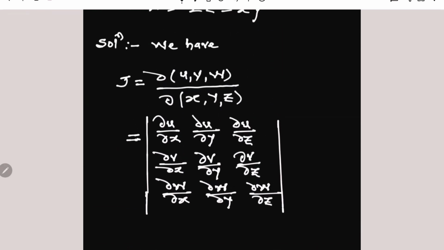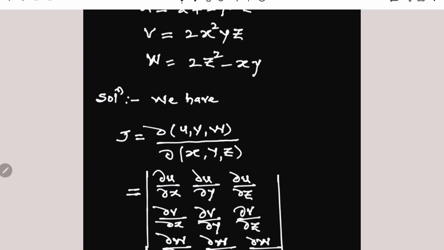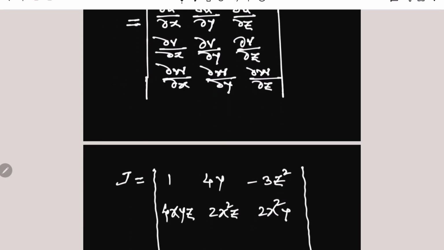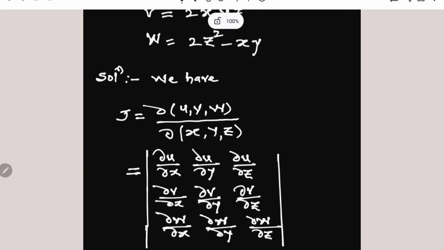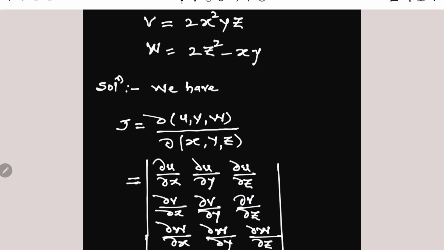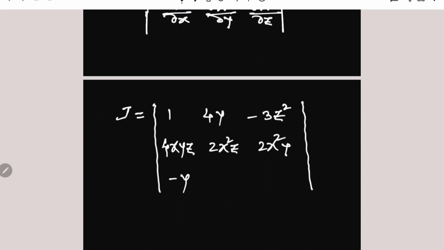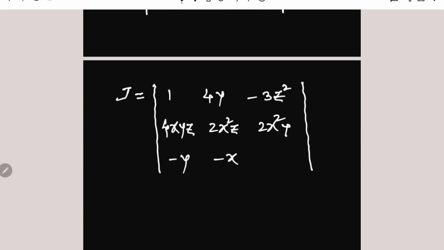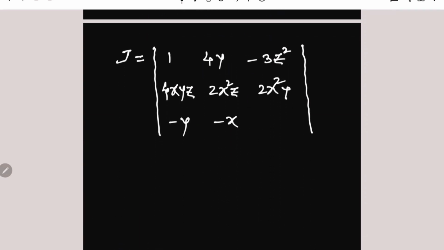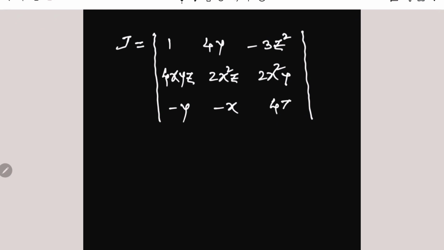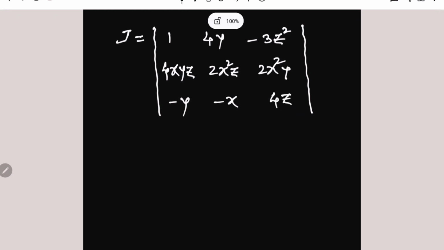Then finally we have to differentiate w with respect to x, its derivative is minus y. Then differentiating it with respect to y, its derivative is minus x. And the derivative of that term with respect to z is 4z. Therefore, these are the partial derivatives of w with respect to x, then y, and then z. And then we evaluate this third order determinant as usual.